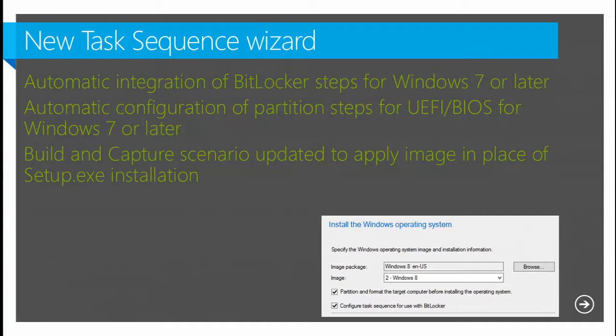So we have updated this wizard so that by default it'll prompt you to use an install image instead of an installer package. The good news is that as of Windows 7 and Windows 8, we do support use of the install WIM as a source for that image.